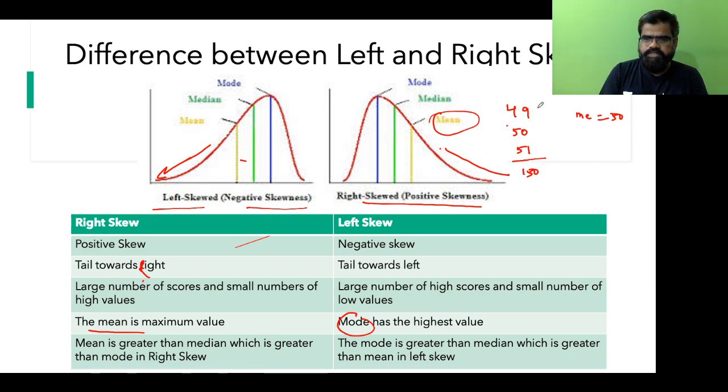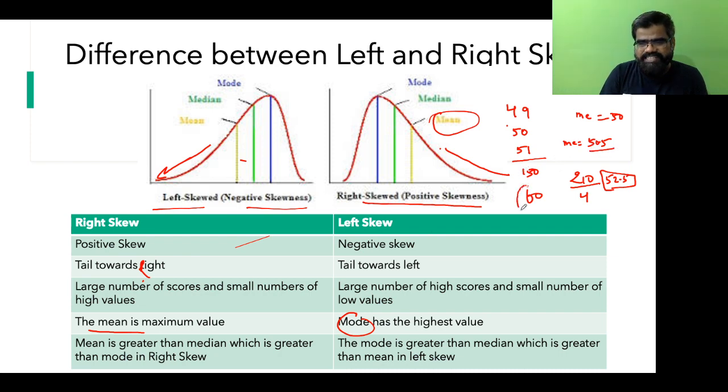If you see the data, the numbers are uniformly distributed: 49, 50, 51. Now, please add a number called 60. The moment you add 60 to 49, 50 and 51, the total becomes 210. Now if you divide by 4, it becomes 52.5. So your mean now becomes 52.5. Now go to median. It will be (4 plus 1) by 2, 2.5, so it will be the average of 50 and 51. So it will be 50.5.